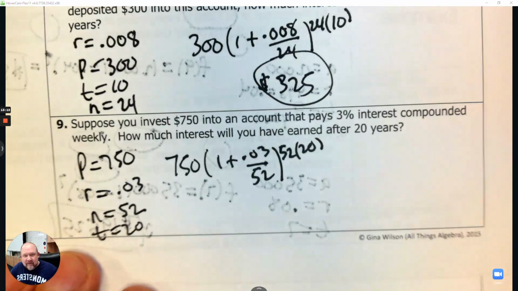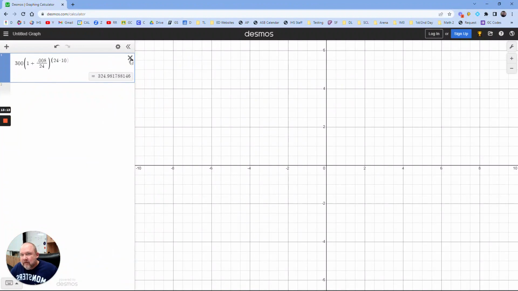So let's put this into Desmos. So that's 750, 1 plus 0.03 divided by 52 to the exponent 52 times 20. So that is $1,366.